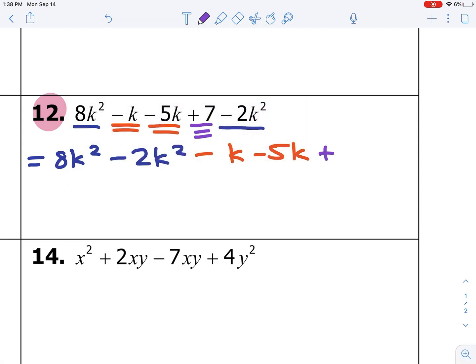I look and I see that I have a positive 7 left. This is the only constant term, so there are no like terms with the 7, but it still needs to be part of our answer. So now I'm ready to combine the like terms.